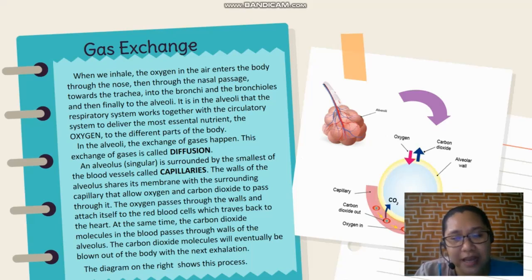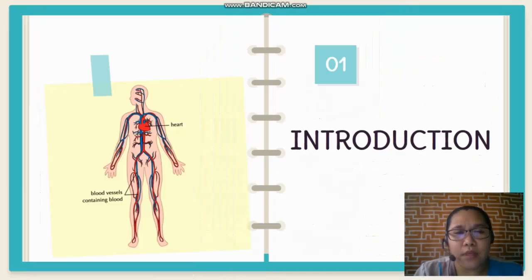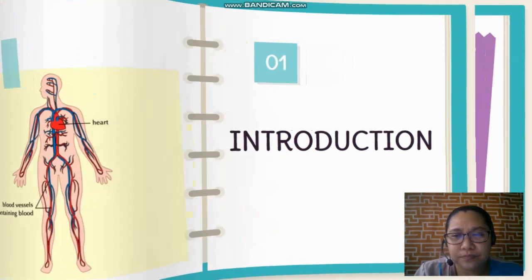And then the oxygen now in our blood will be delivered towards the heart so that it can be delivered by the blood to the different organs and body parts of our body. So that is our review and a little background information on the circulatory system and how it works together with the respiratory system. Let us have our first part for this week's focus on the circulatory system.